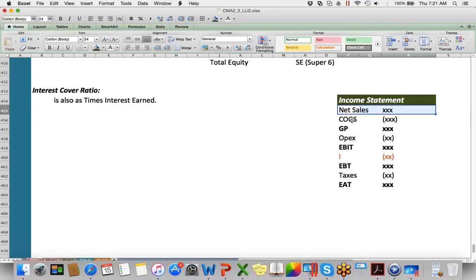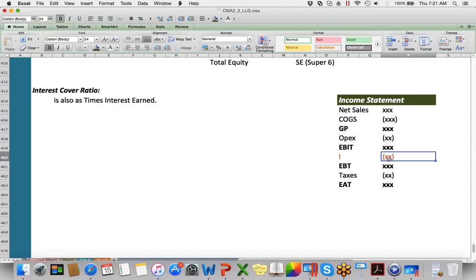That is, net sales minus cost of goods sold gives you gross profit. Gross profit minus operating expenses will give you EBIT. EBIT minus interest. Yes, this is the portion we are talking about. Interest cover ratio: how is this interest covered? How much interest is covered in EBIT?